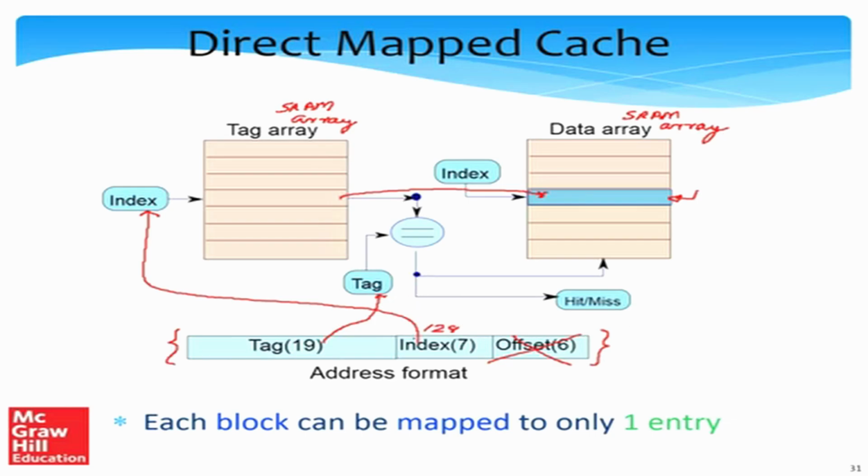So this is a nice simple circuit. SRAMs are much faster than CAMs, so it's a very, very simple circuit that can be used. But it's also faster. So a direct mapped cache is also faster than a fully associative cache. The only problem is that it will have a lower hit rate.